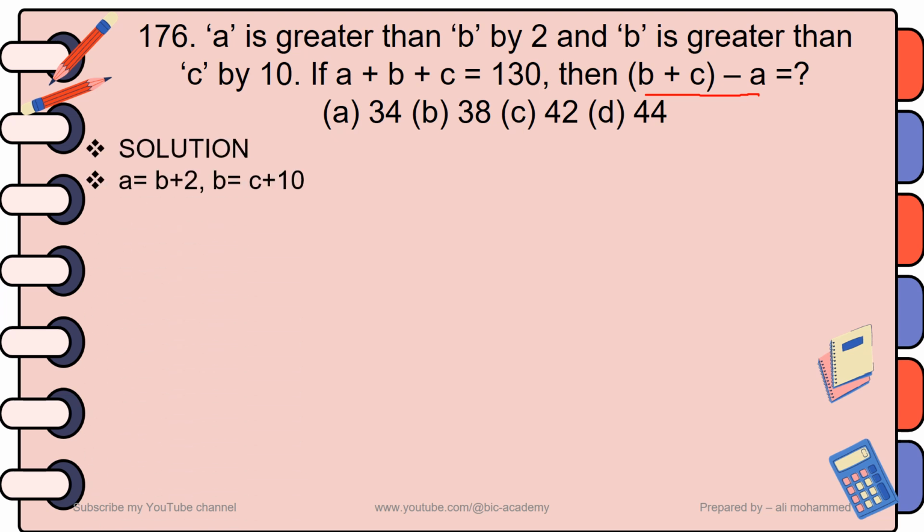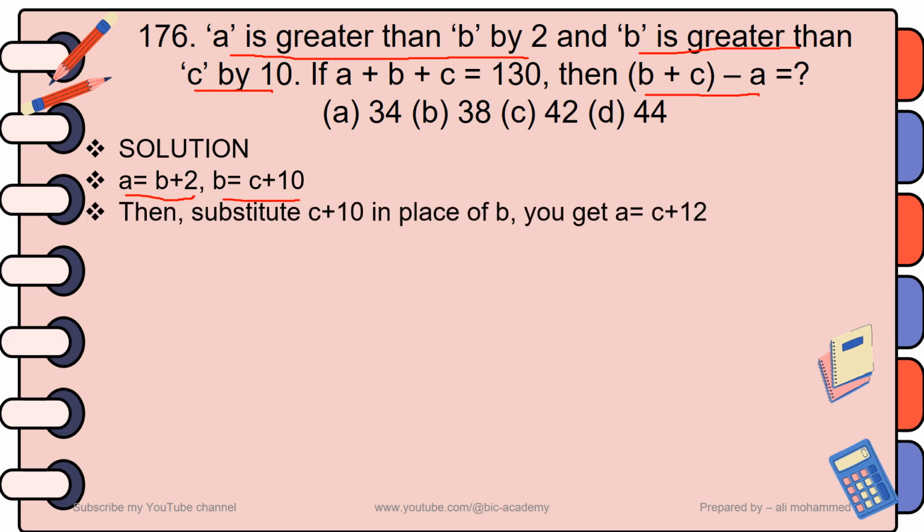The first piece of information here is A is greater than B by 2, and this can be converted into a mathematical equation as A is equal to B plus 2. And again, there is another piece of information which says that B is greater than C by 10, and this can be converted into the equation B is equal to C plus 10. Now you have A is equal to B plus 2, and B is equal to C plus 10.